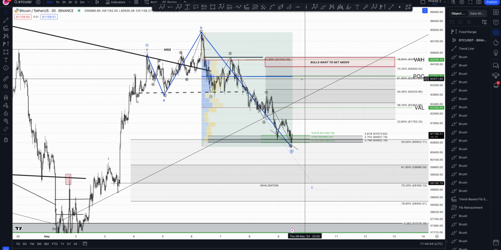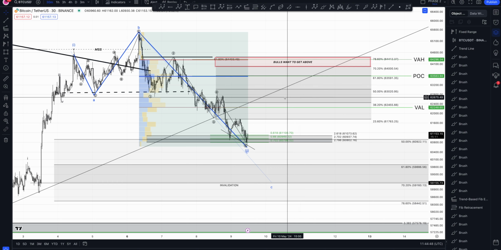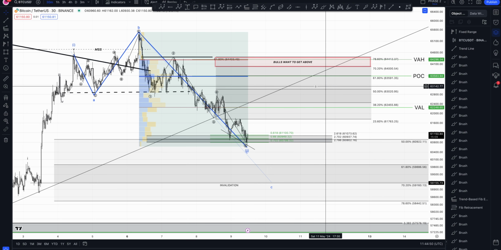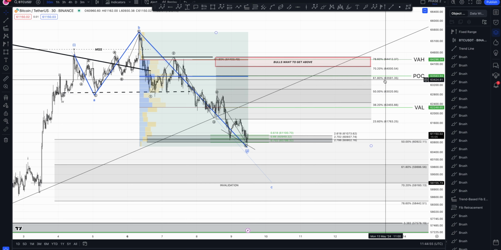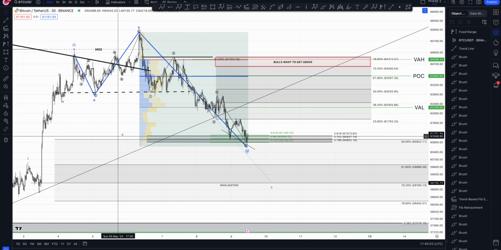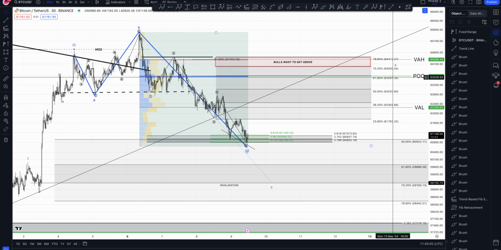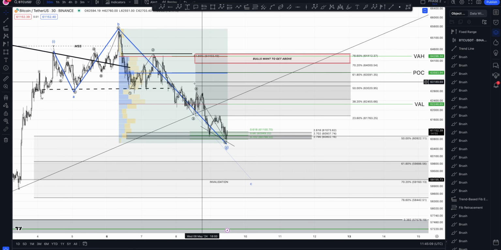Okay, so we would want to get up above all of these resistances here. Getting back above the 50% would be a start, and more importantly, back above the 61.8% fib, which is the point of control from this high down to this low. Okay, so yeah, point of control is at 63,591. So be mindful of these levels over here.